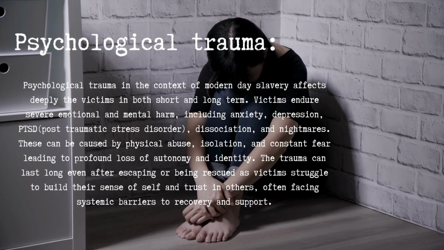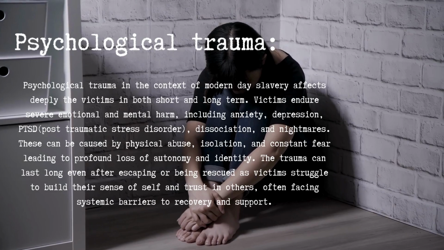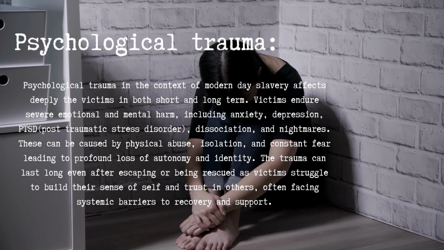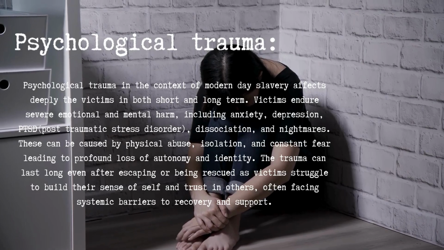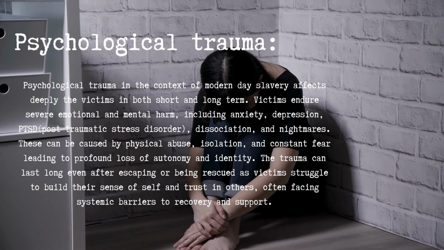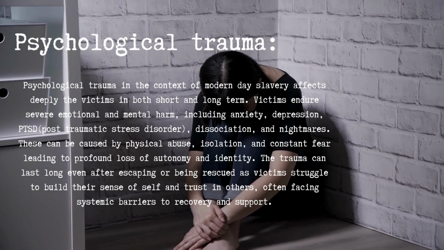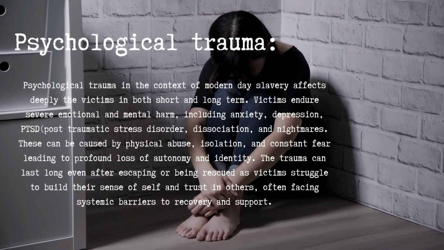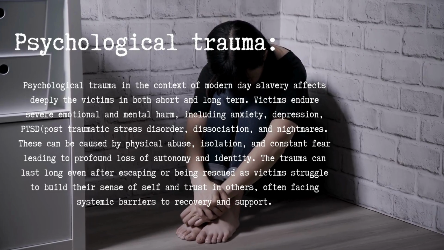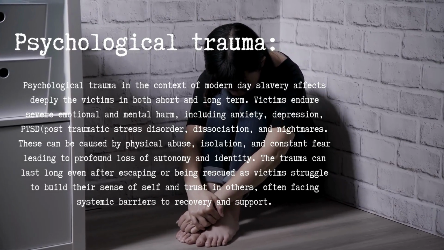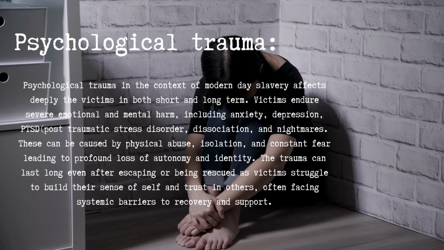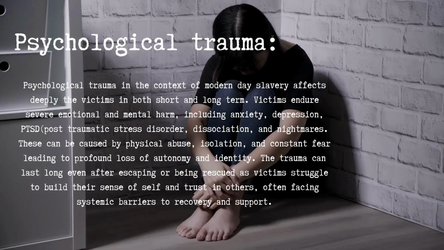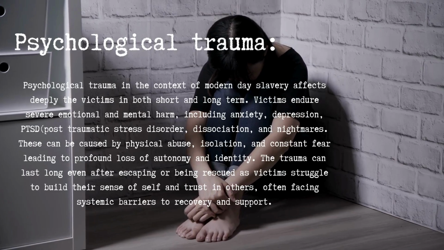Psychological trauma in the context of modern-day slavery deeply affects the victims in both the short and long term. Victims endure severe emotional and mental harm, including anxiety, depression, PTSD, dissociation, and nightmares. This can be caused by physical abuse, isolation, and constant fear, leading to profound loss of autonomy and identity. The trauma can last long even after escaping or being rescued, as victims struggle to build their sense of self and trust in others, often facing systemic barriers to recovery and support.